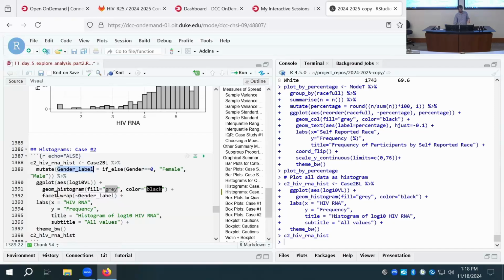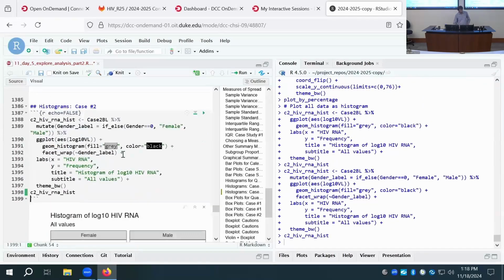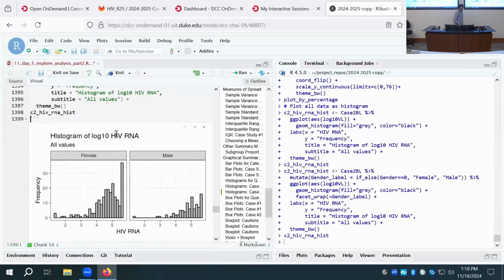Same thing, geom histogram, and now we have that facet wrap command, right? Which will facet it and break it out by the categories. So we run that, and now we get the breakdown. We have the people identified as female on the left, and the people as male on the right, and we can see that skewness again. Maybe it looks a little bit of a bell shape in the females, but if you look at data enough, you're bound to see patterns even if there really isn't any.